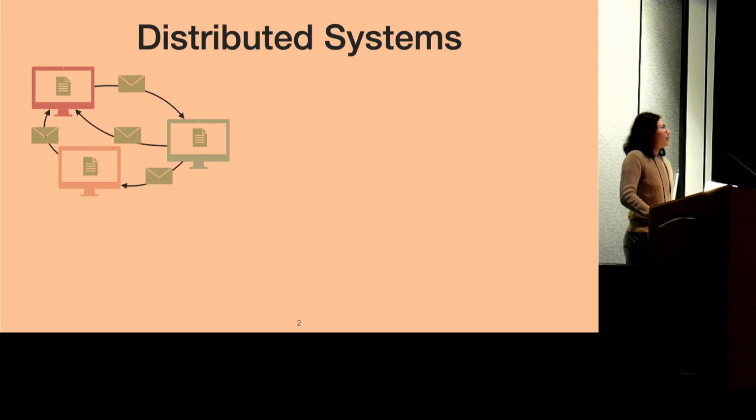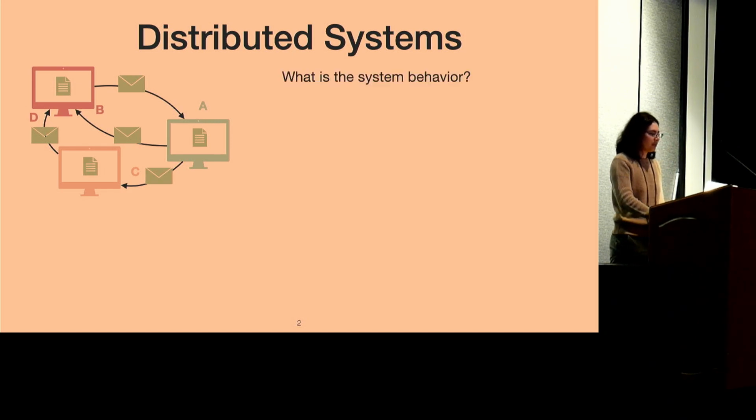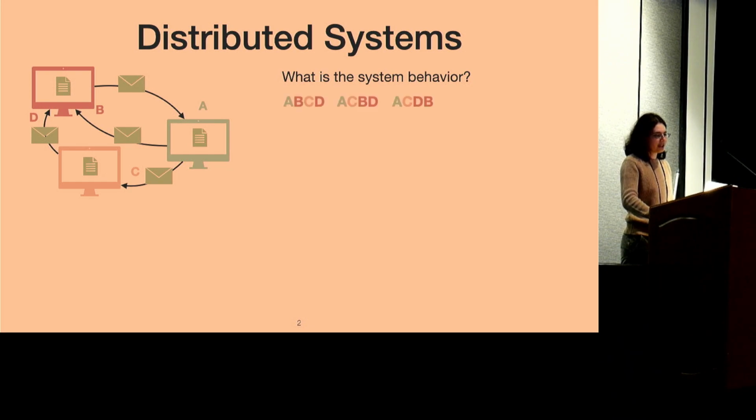We're going to refer to the receive and processing of a message as an event, and we can give these events names so that we can easily refer to them. So at this point, we can ask, what is the behavior of this system? Well, there are several possible interleavings of the events, so we get several possible behaviors. In general, for distributed systems, we have a combinatorial explosion of possible behaviors in the system.